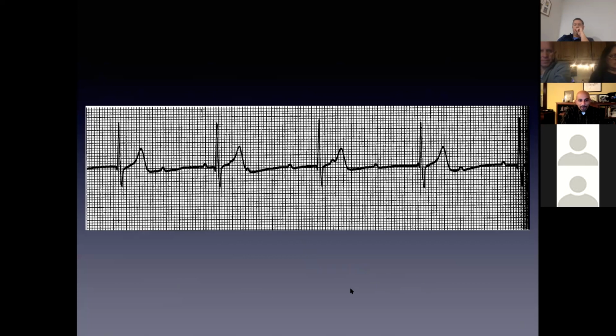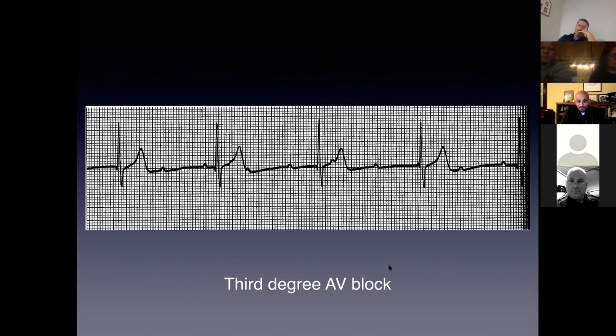And what do we have here? We have more P's than QRSs. That's third degree block, right? We got more P's than QRSs. There's a P tucked in there. There's one here. There's one in there. There's one right in the middle of the QRS here, right? There's no connection between the P waves and the QRSs. None of the P waves seem to be conducted. This is third degree block.